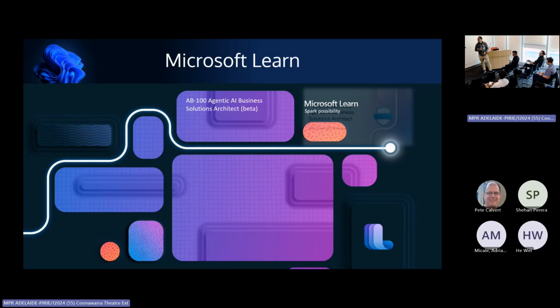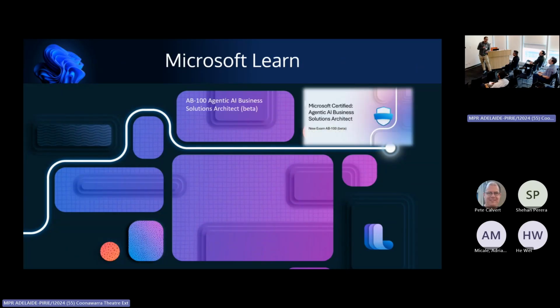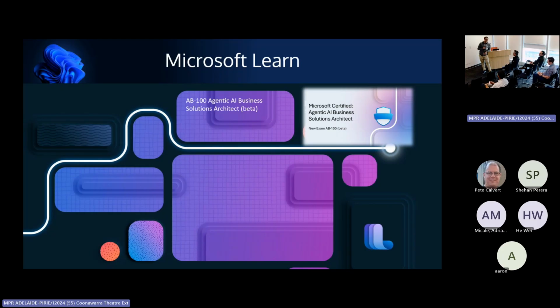It's different, but Agentic AI Business Solutions Architect AB-100 is currently in beta. We go generally about January, so generally with betas it's a couple of months. They're trying to get enough data to go through and scale up. There is an opportunity for you to provide feedback on the exam.